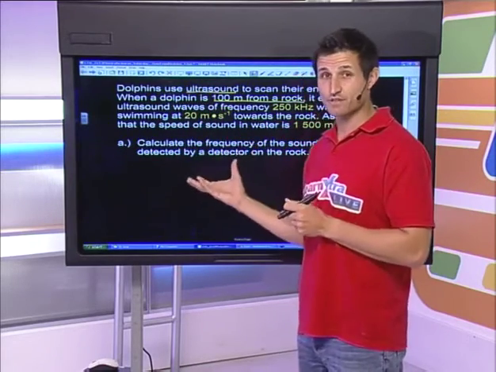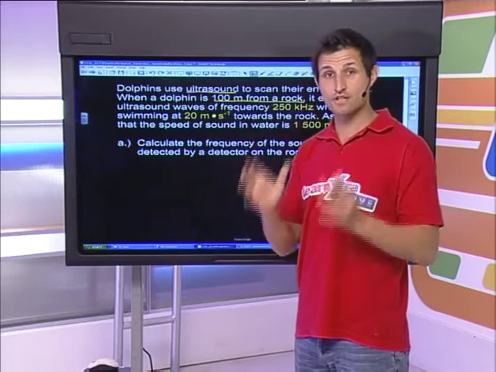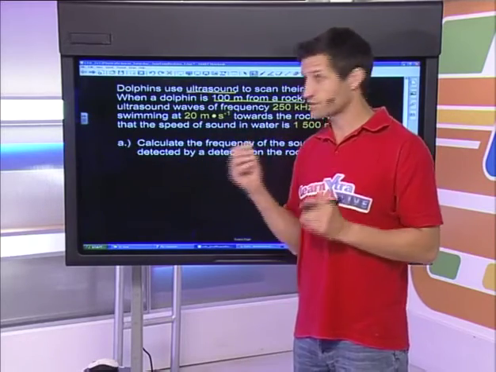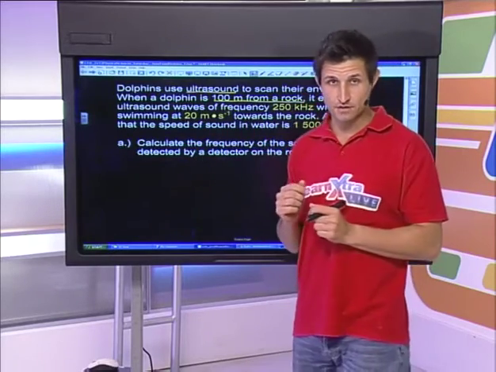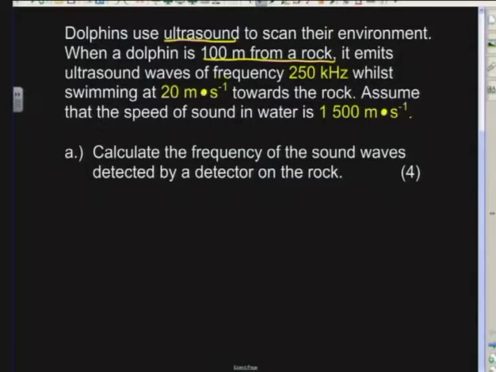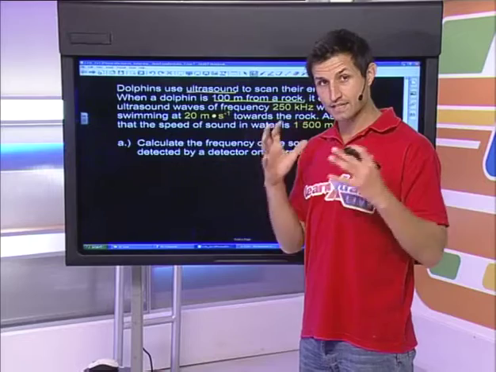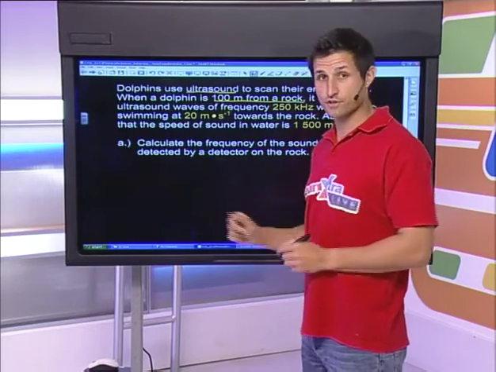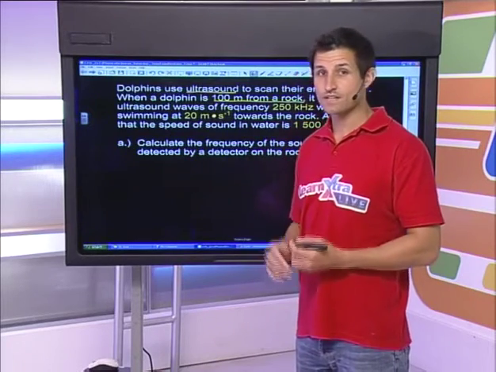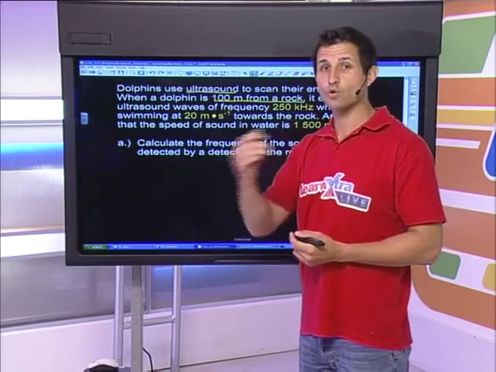Now, what's going to happen is the frequency which is measured at the detector will be slightly different to the frequency that the dolphin gives out. The dolphin gives out 250 kilohertz. The rock is going to receive or experience a slightly different frequency. And that's the first step in solving any sort of Doppler. Does the frequency increase or decrease?